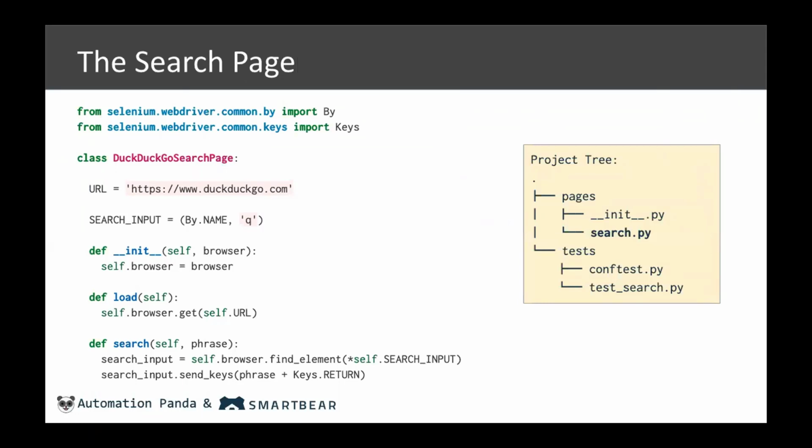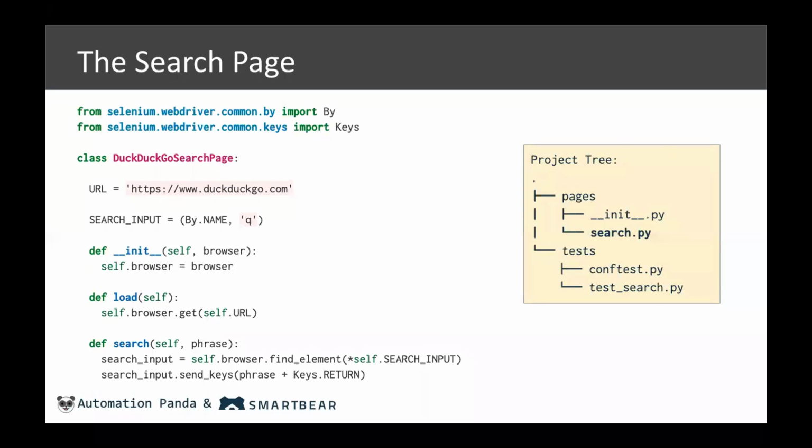Here's an implementation of that search page that we just talked about. I like to make a separate Python module in my project and put my page objects out there. Here I have it under the page.search module. I have a class called DuckDuckGo search page. There's a lot of stuff in here.